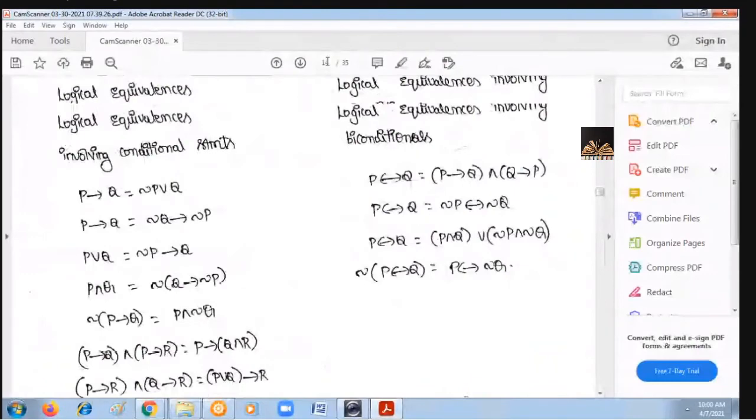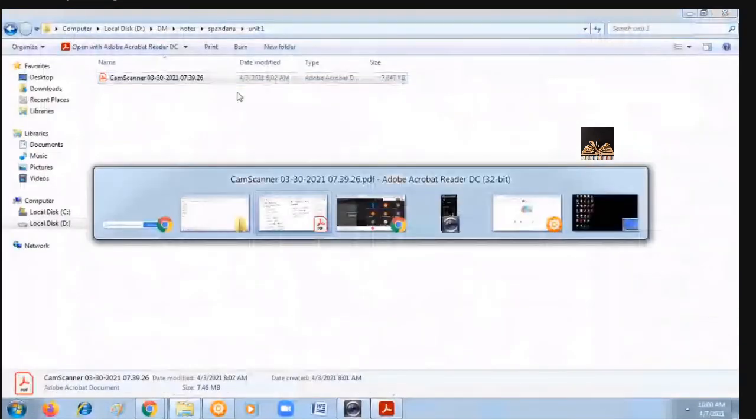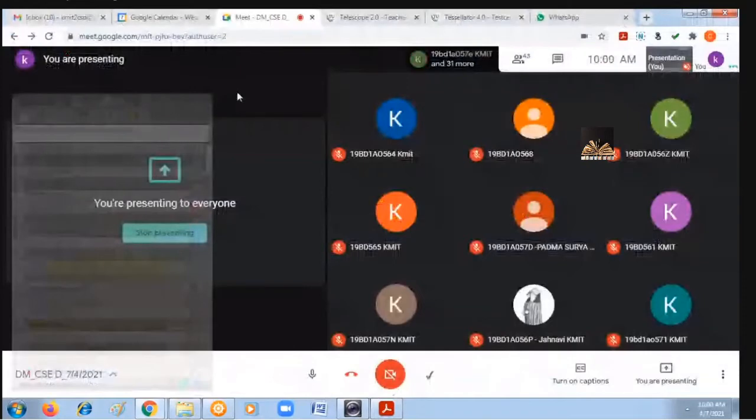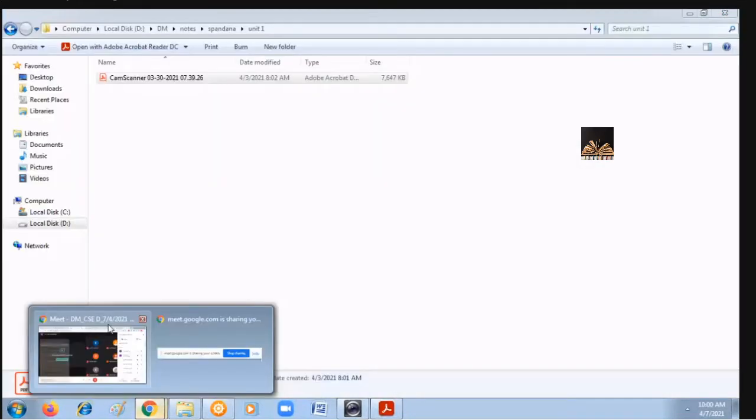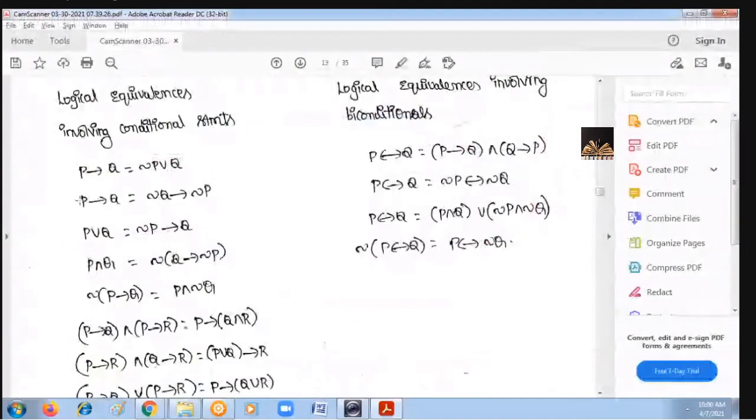Now we'll see the logical equivalences on conditional statement and biconditional statement. Right? P tends to Q, you can write as negation P or Q. Similarly, P tends to Q is also logically equivalent to negation Q tends to negation P.